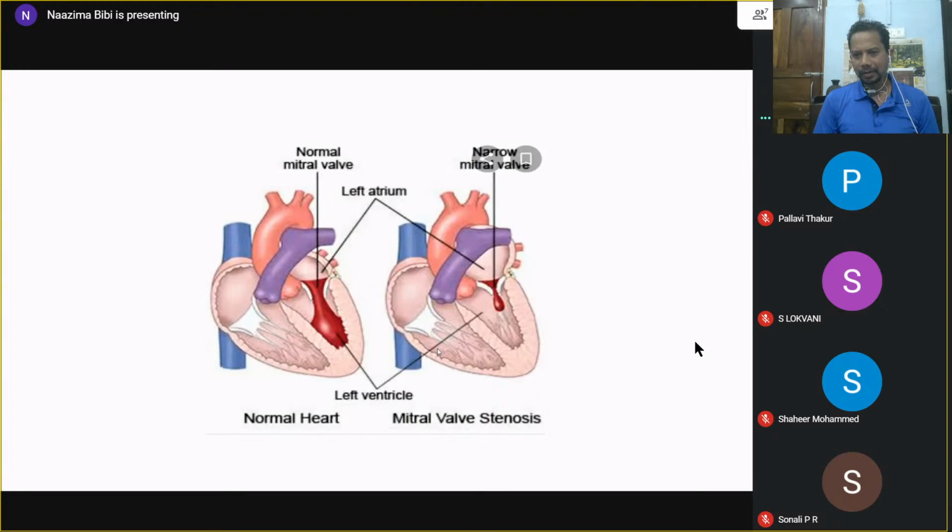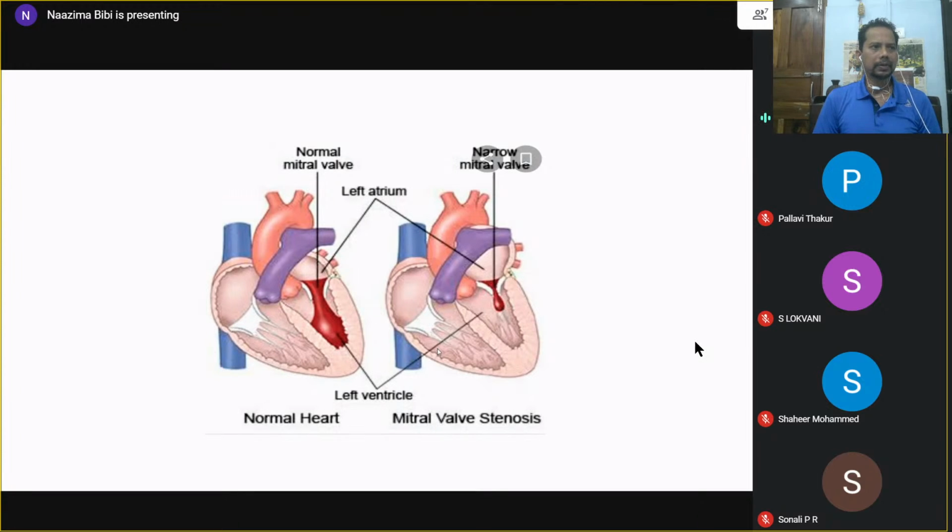Shahir, Lokvani, Pallavi, Sonali, I can see you people, please answer. Nazima? Sir, the A wave is due to effective right atrial contraction. Good. A is for atrium, atrial contraction. Then the X descent is during ventricular systole, when there is atrial relaxation. And the C wave, A, C, V, these are the positive waves.